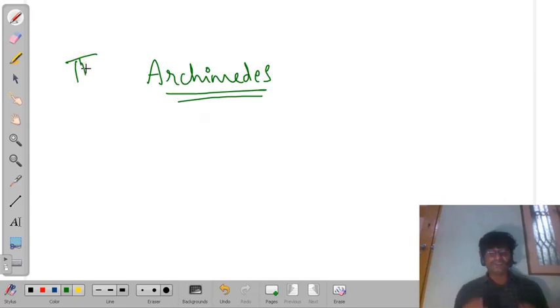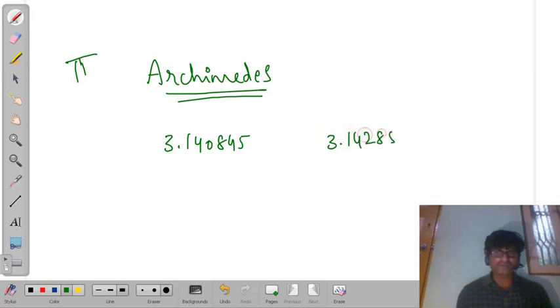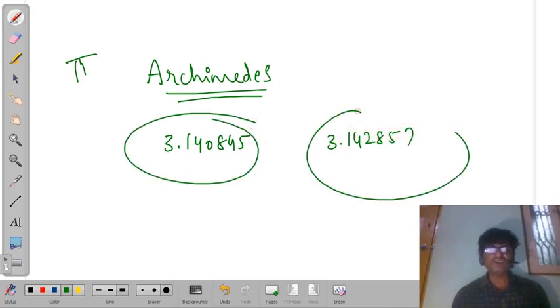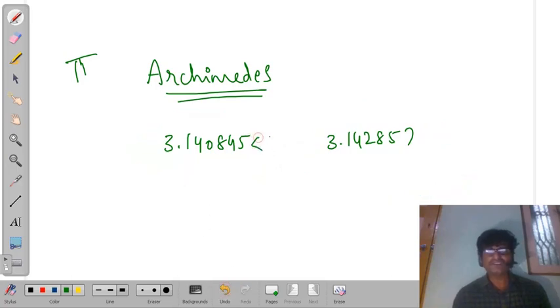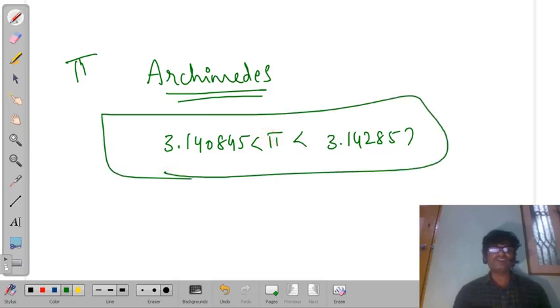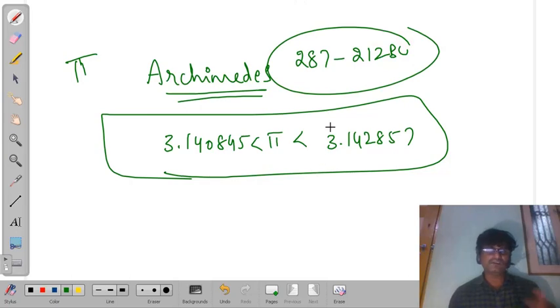Okay, he is Archimedes. He showed that pi is in between 3.140845 and 3.142857. He found that the value of pi is in between these two, so we can write it like this: 3.140845 is less than pi is less than 3.142857. This was first found by Archimedes, who lived around 287 BC to 212 BC.